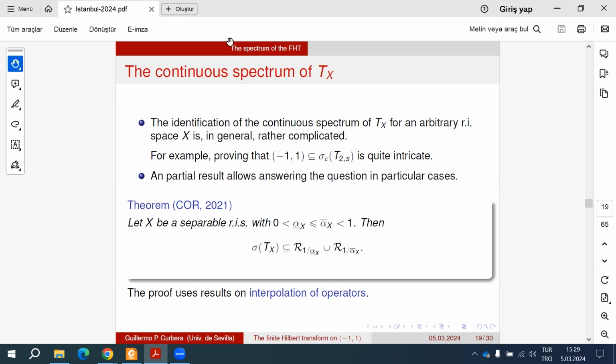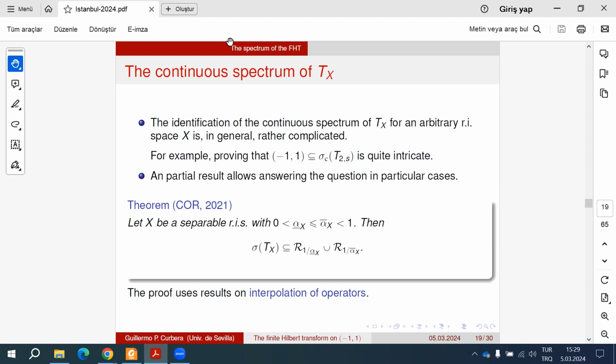Point spectrum, residual spectrum, and continuous spectrum. The first two are completely determined by an index. The third one, we have not been able to determine. The only thing we can say, in a general situation, is that the spectrum can be put inside the union of those two sets, remember, the two circles, but without precision.